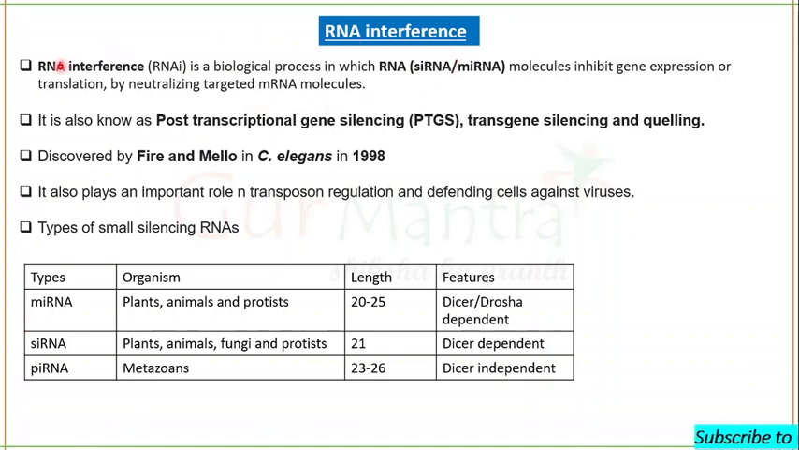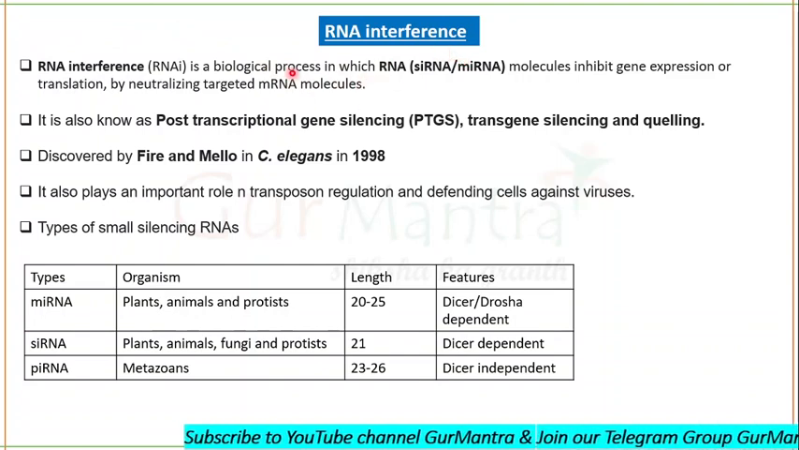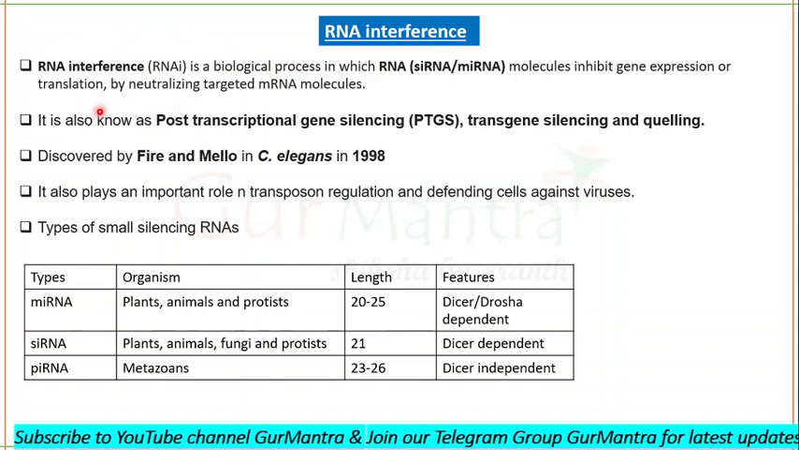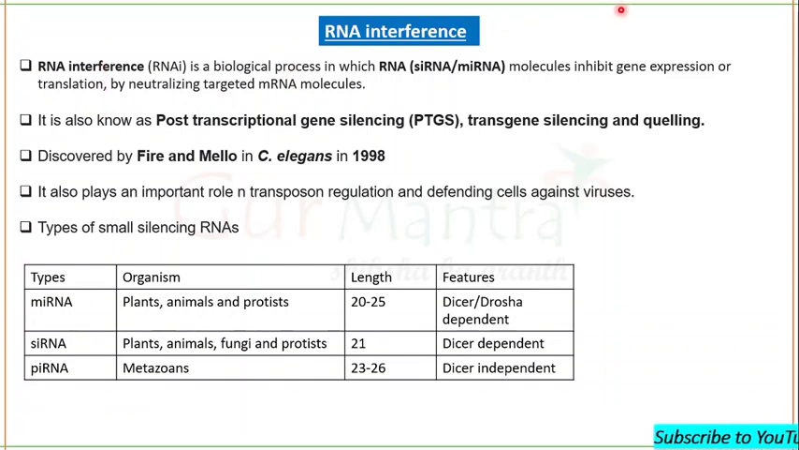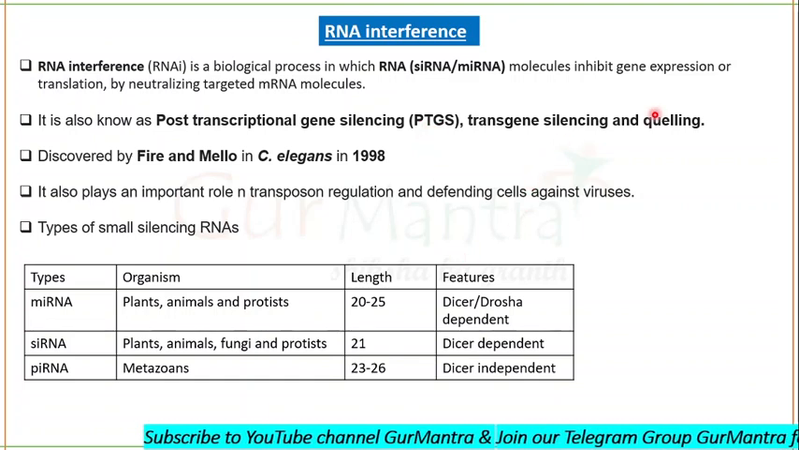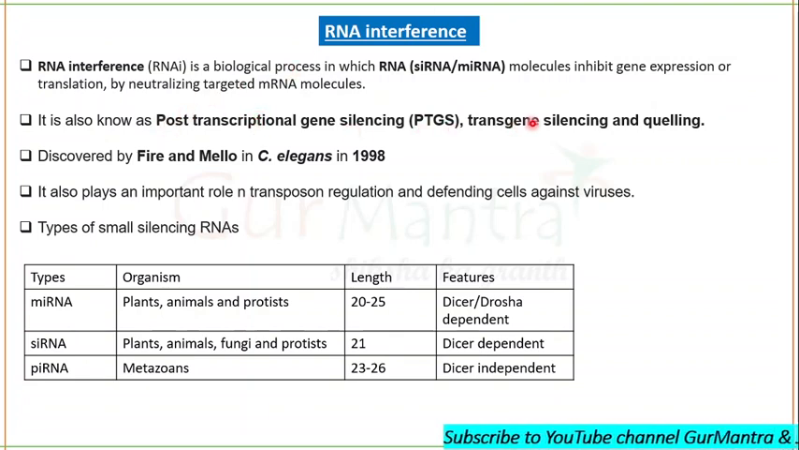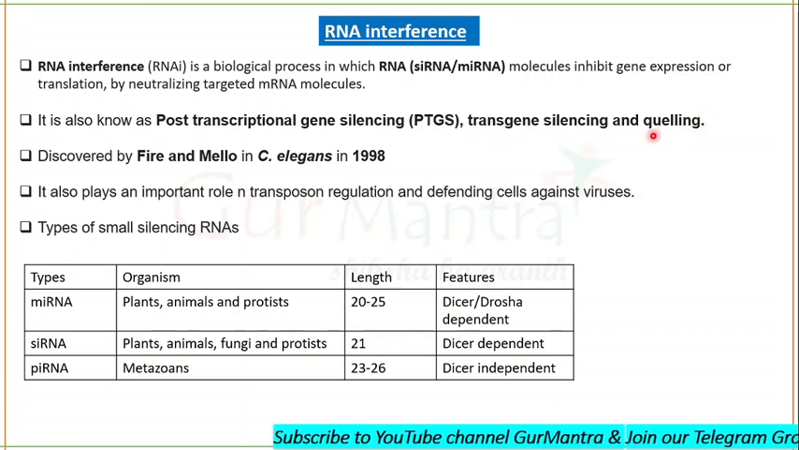RNA interference means that one RNA will be inhibiting another mRNA. This RNA interference is also known as post-transcriptional gene silencing, transgene silencing and quelling.